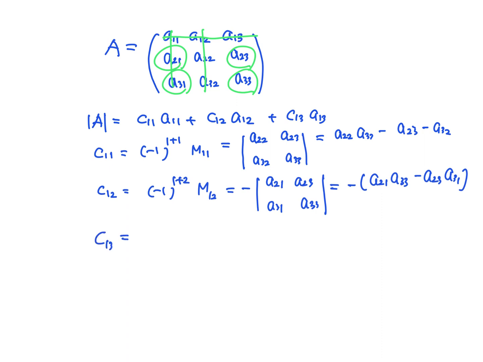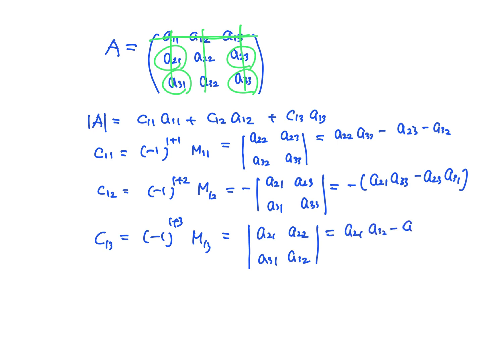C13, minus 1 to the 1 plus 3, M13. So by now you must be familiar with the definition or operation of how to obtain this M13. It's the determinant of a submatrix obtained by deleting the first row and third column, right? So this is plus. Minus 1 to the 1 plus 3 is minus 1 to the 4, which is 1, right? And we delete the first row, third column. You end up with A21, A22, A31, A32. It's A21 A32 minus A22 A31.